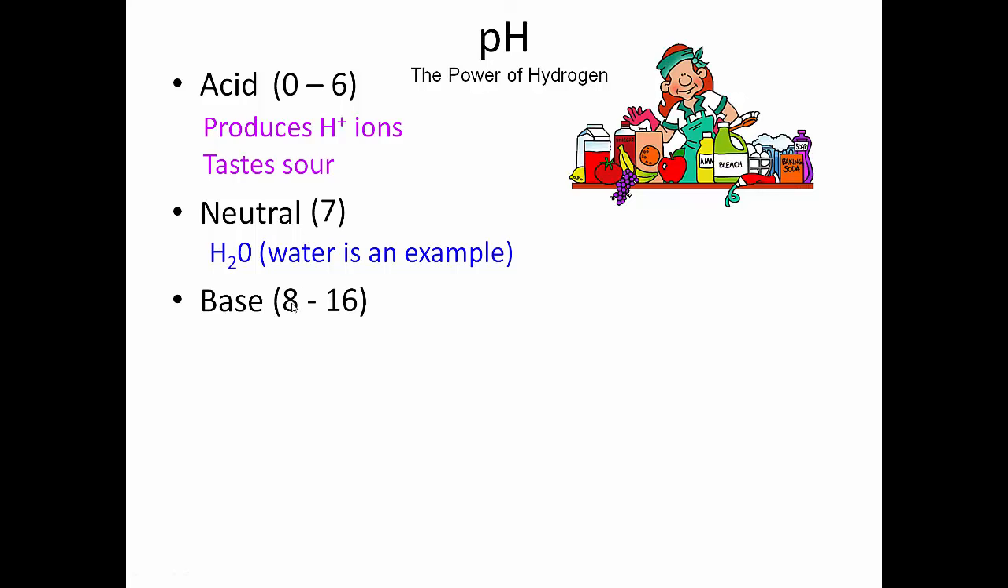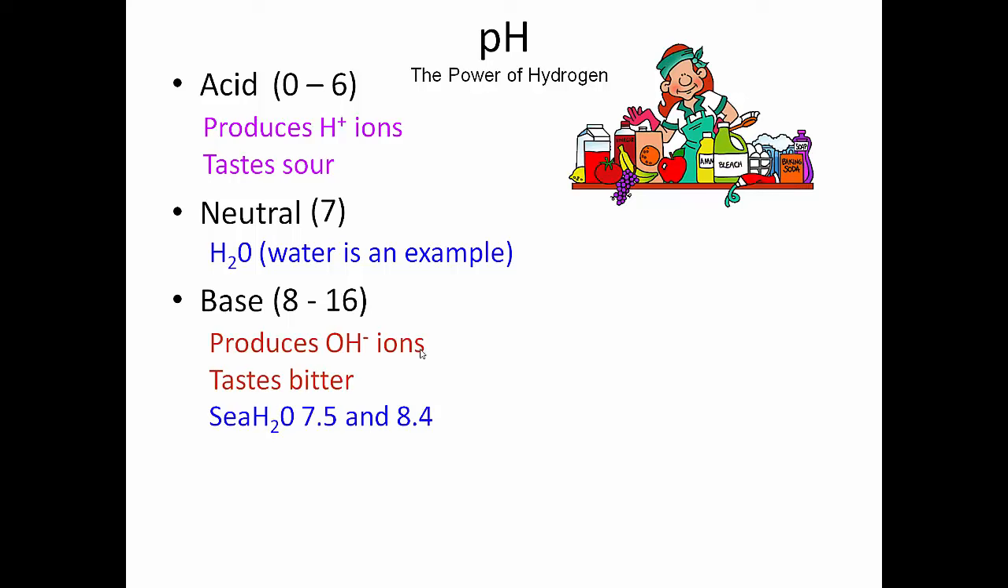Bases are anything that's more than a 7, so an 8 is a little basic, a 14 is the most basic. Since this is a power of 10, a 14 is ten million times more basic than a 7. Bases are caused by what are called hydroxyl ions, and notice this is a negative ion where hydrogen is a plus ion. If you put those two together, that hydrogen will bond to that hydroxyl, making a neutral molecule of two H's and an O, which is water.